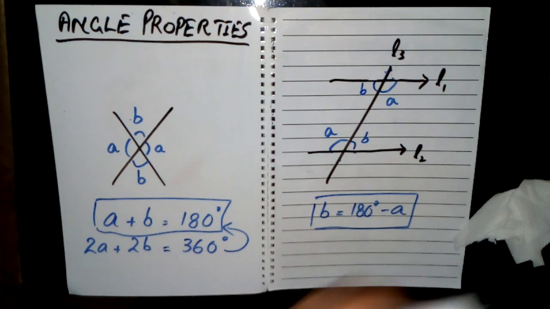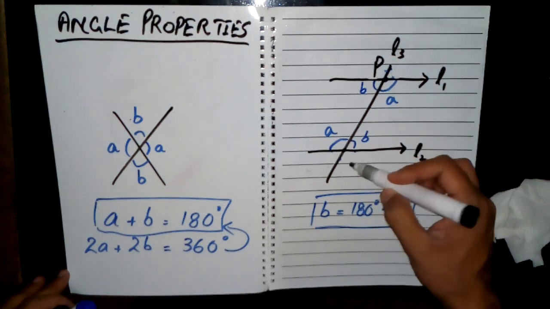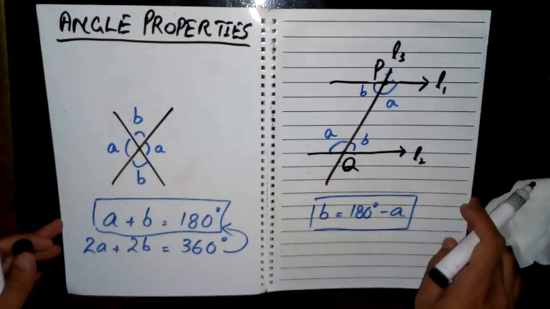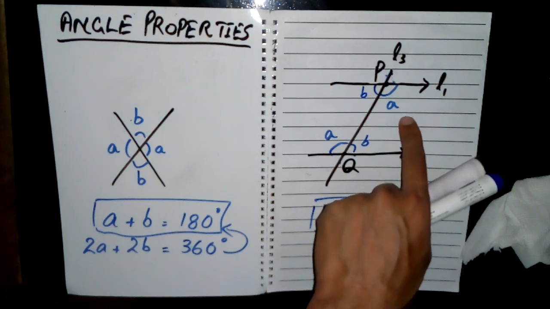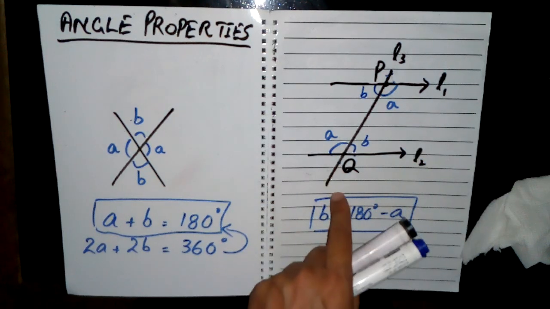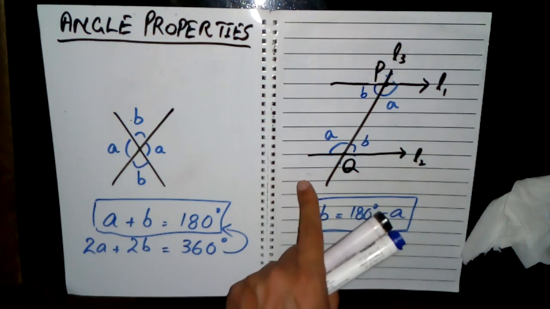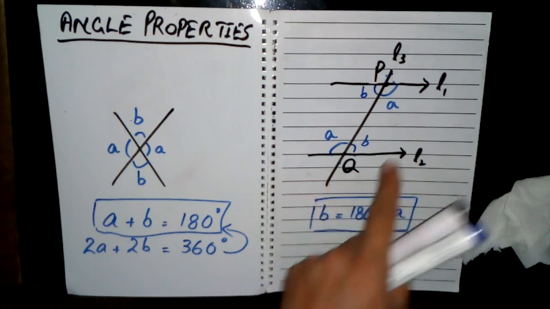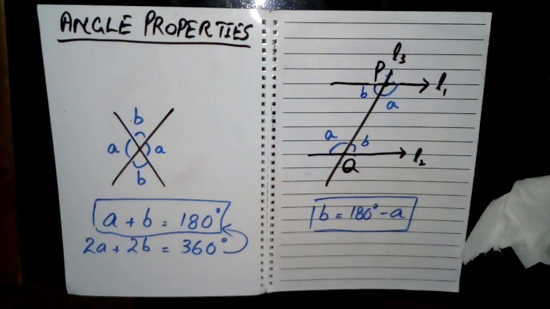So we can clearly see at this point, suppose this point is P and suppose this point is Q. At P, the angle A is on the right side of L3, and at Q, the angle A is on the left side of line 3. These two angles will always be equal if line 1 and line 2 are parallel.